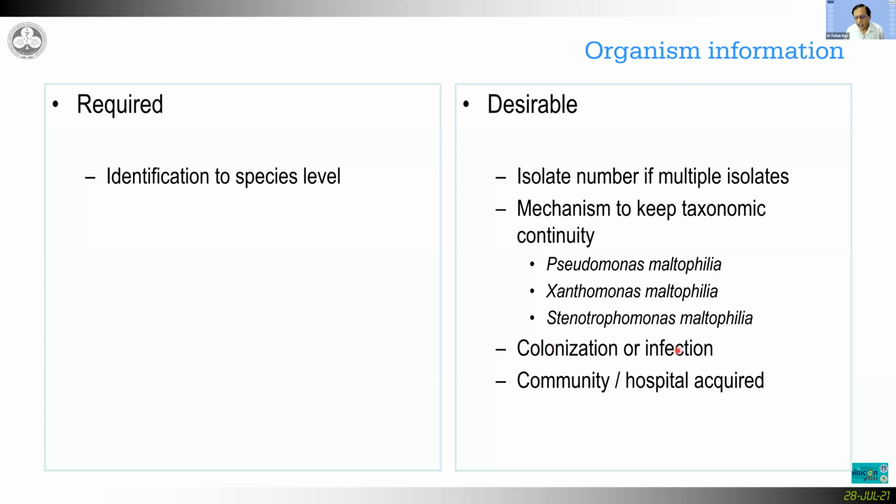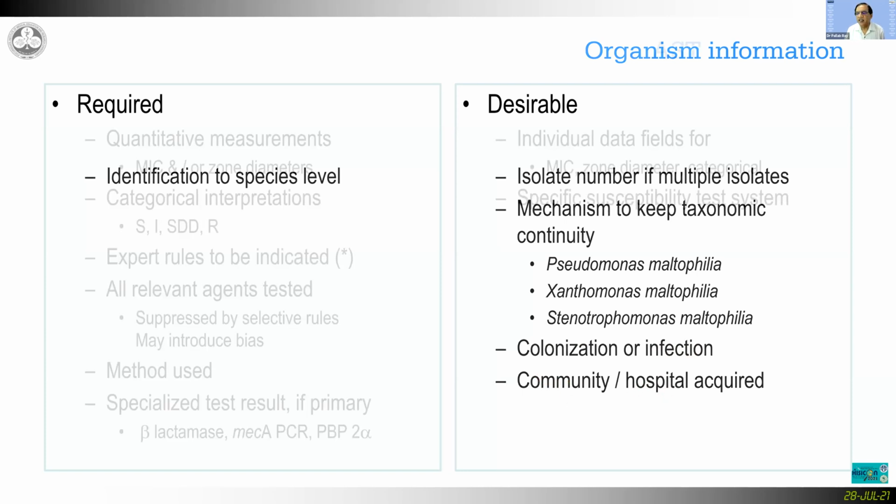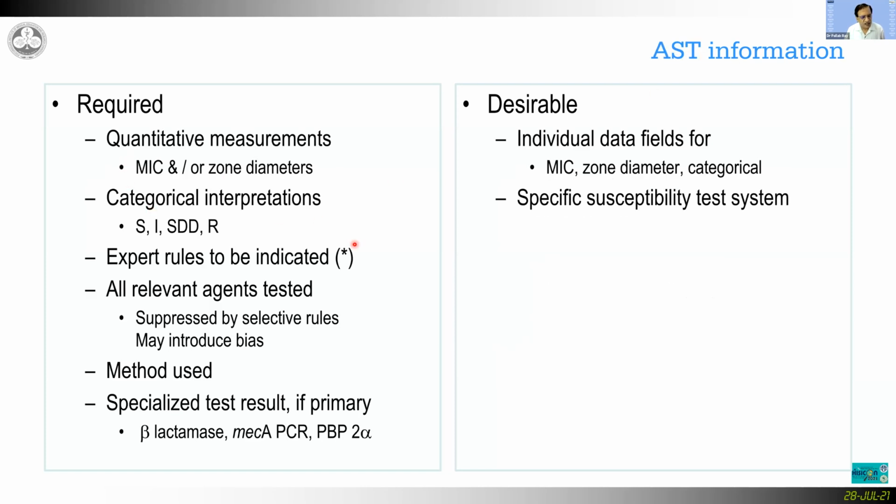Whether it's colonization or infection, one should include only those which we are confident have contributed to the infection. And I have already mentioned community or hospital acquired. Susceptibility information, I won't go into details because that has been already discussed in detail and will be discussed. So you should have quantitative measurements like MIC or zone diameters and categorical interpretations both. And if expert rules are there, particularly in automated systems, they should also be mentioned.